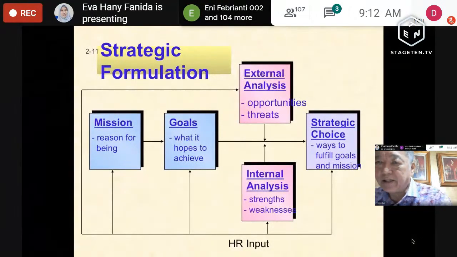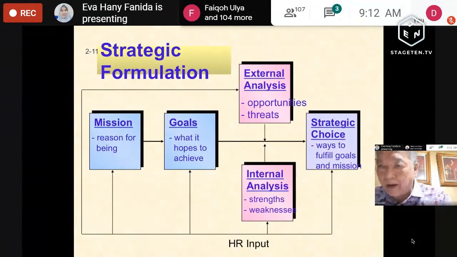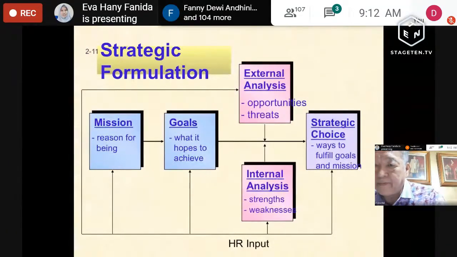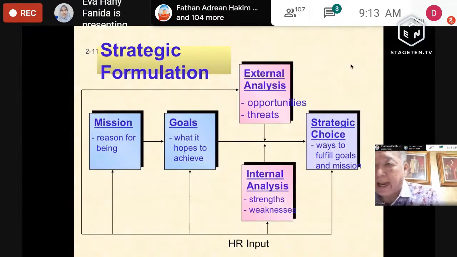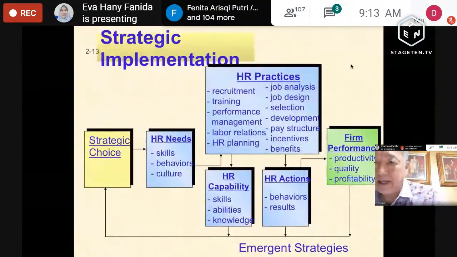So these 2 analyses, external and internal, we can make an abbreviation: SWOT analysis. Have you ever heard of SWOT analysis? It comes from S strengths, W weaknesses, O opportunities, and T threats. Together, we use the first letters, S, W, O, T. So please go back to the last page.